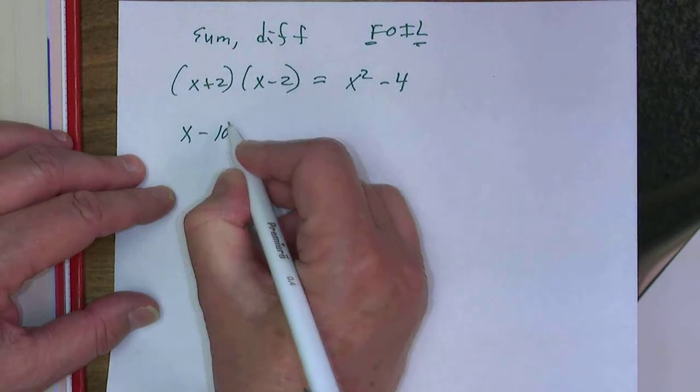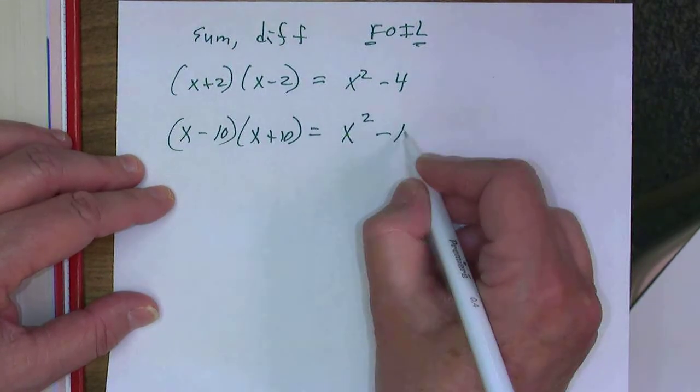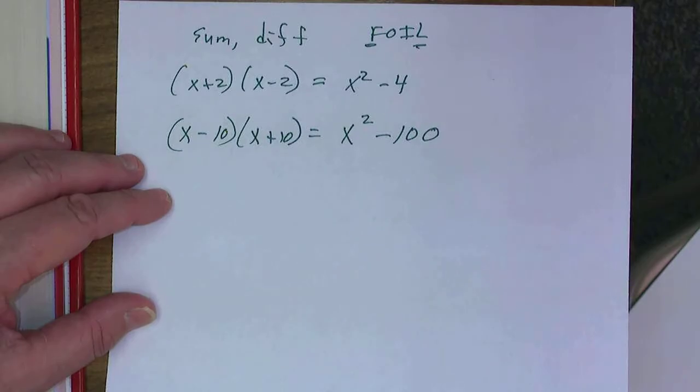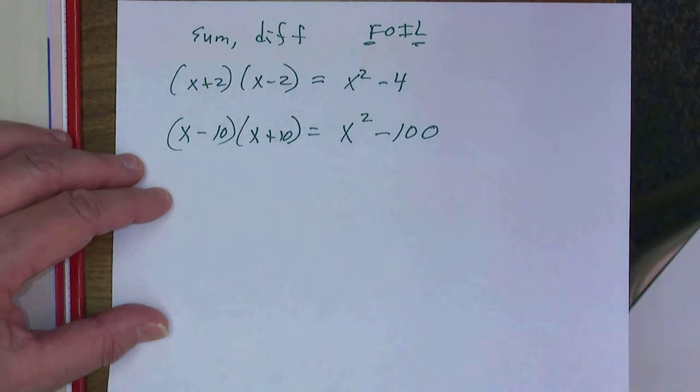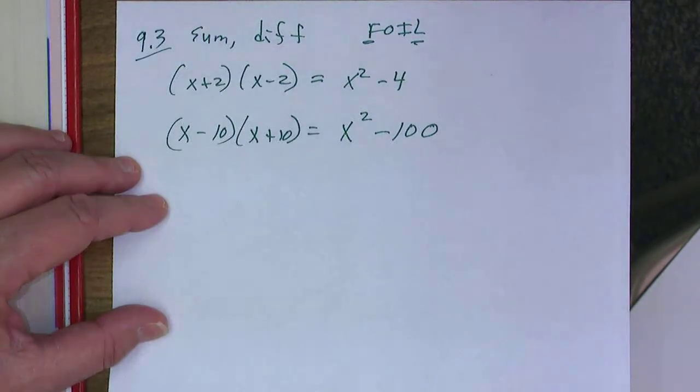X minus 10, x plus 10. It's the square of the first thing minus the square of the second thing. That was your special products. That was section 9.3.